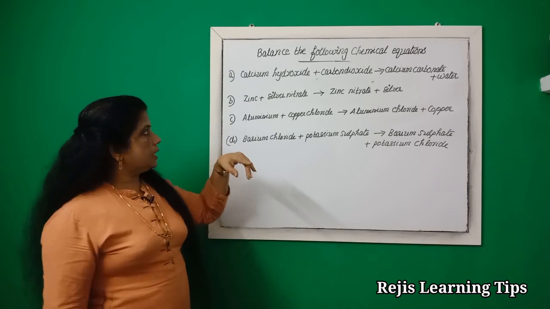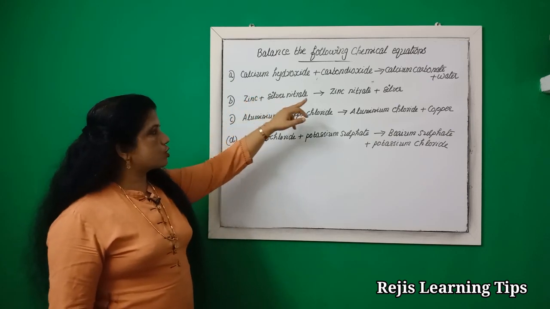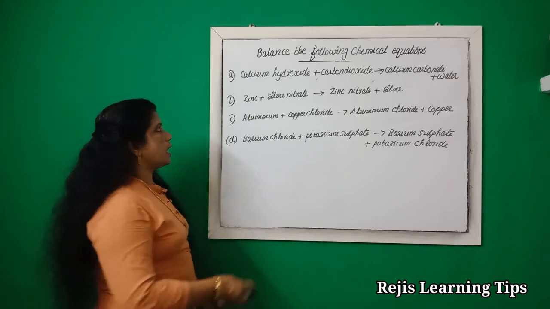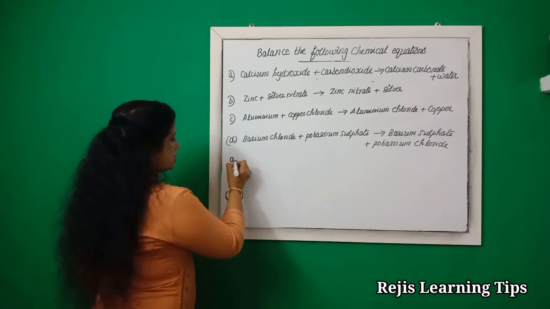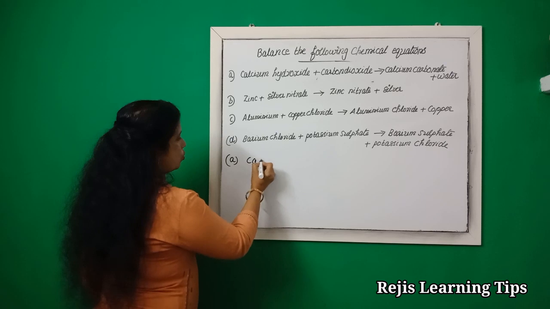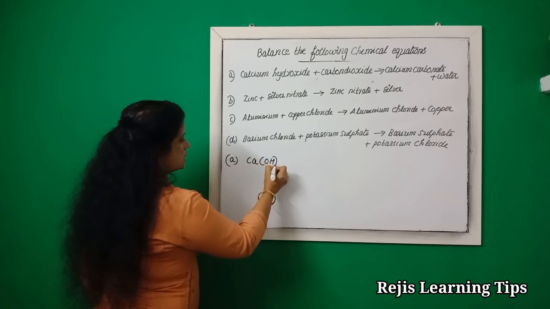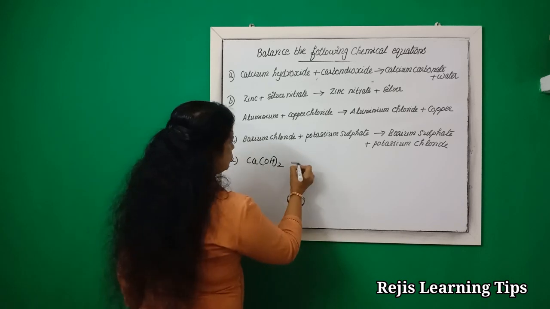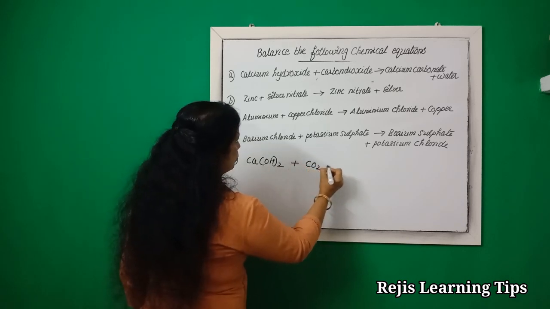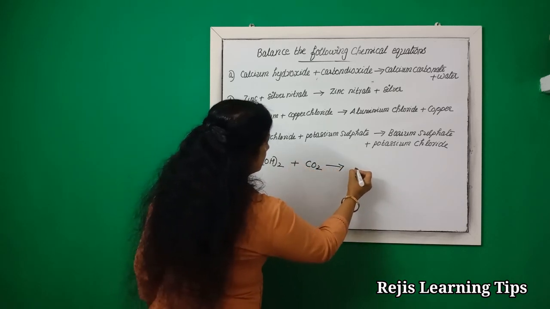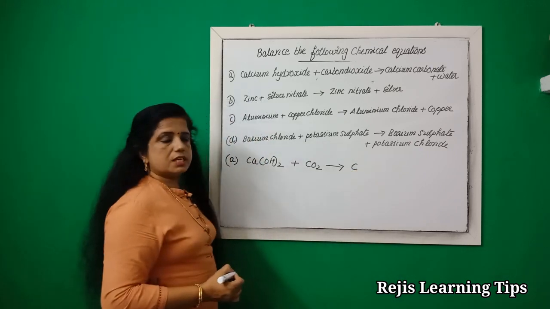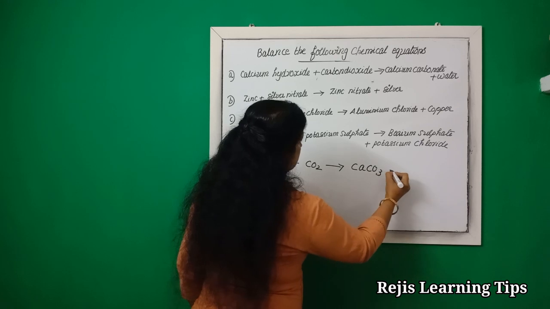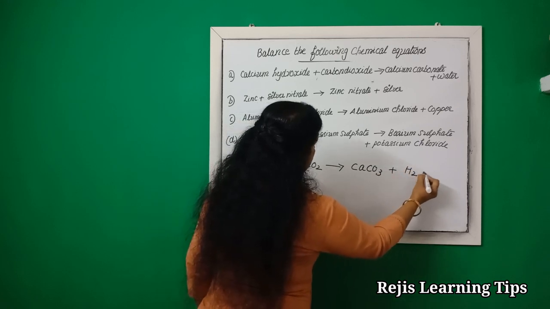Then next question, calcium hydroxide plus carbon dioxide gives calcium carbonate plus water. Calcium hydroxide, that's Ca(OH)2, plus carbon dioxide. What is the chemical formula of carbon dioxide? CO2. Then we will get calcium carbonate. What is calcium carbonate? CaCO3 plus water, that is H2O.